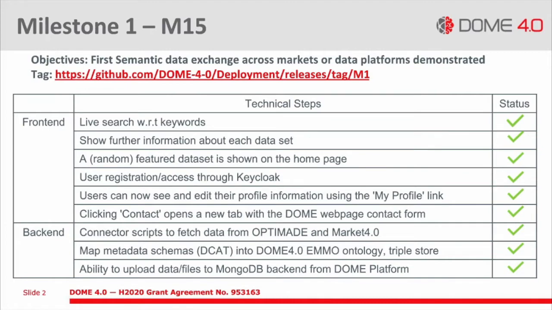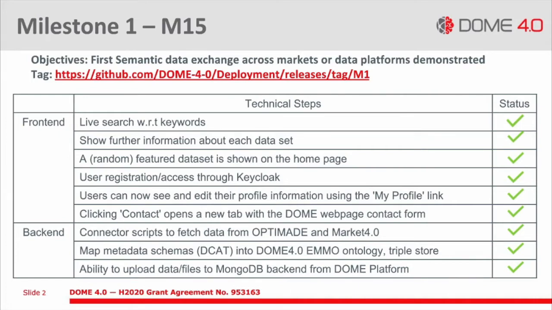On the DOM homepage, a featured dataset is also given to demonstrate an example of the datasets that can be fetched through DOM. In addition, there is also an option to show further information about each of the datasets. Another important feature was that the user can register themselves and access the platform through Keycloak. A tab called My Profile is given to allow the users to view and edit their own profile information after registration. And in addition, users can click on a Contact tab and leave their feedback.